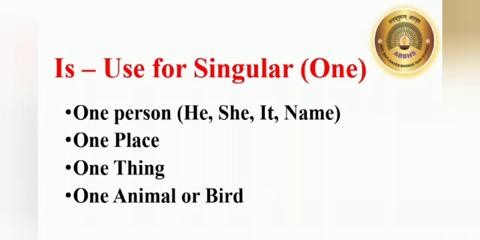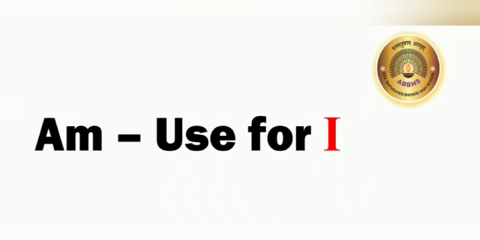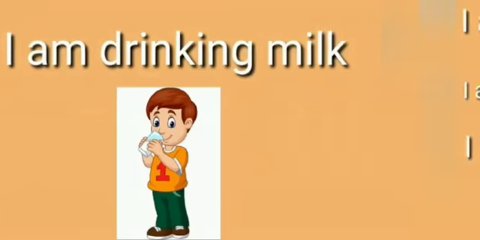Now the second one is am. Am is only used with I. So whenever we are talking about ourselves, what I am doing, then we will use am. For example, I am drinking milk. What am I doing? I am drinking milk. So I am talking about myself. Whenever we are talking about ourselves, we will use am.